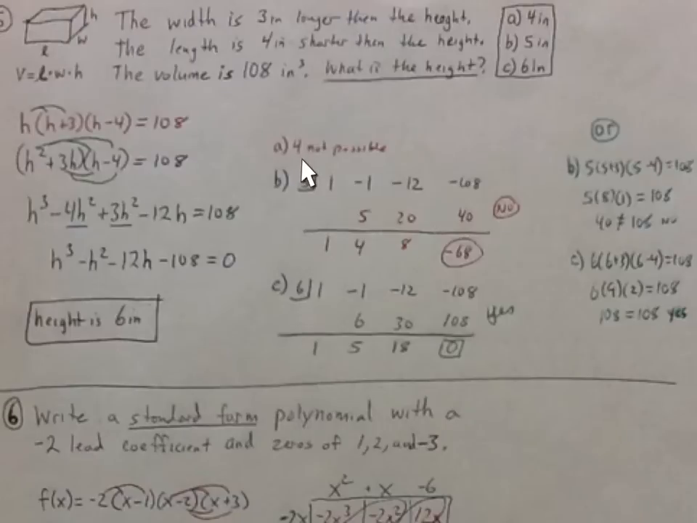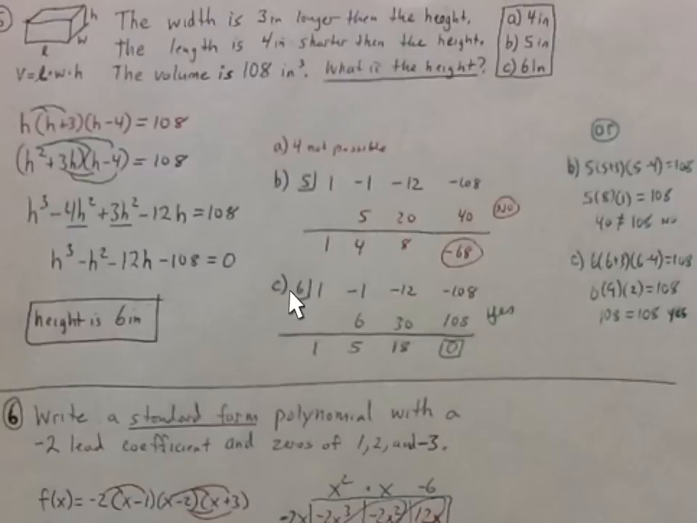Now, 4. Well, you should think real quick, 4 doesn't make sense because when you go 4 minus 4, you get 0. You can't have a 0 side, so that one I could cross out. Now I plugged in 5 inches. When I plug in 5 inches to this right here, 1, -1, -12, -108, I get a remainder of -68, so it doesn't go in evenly.